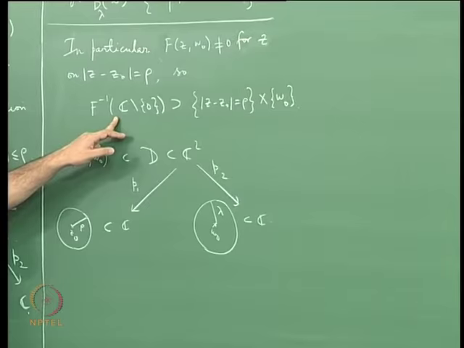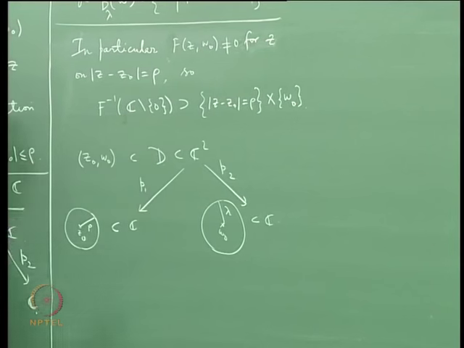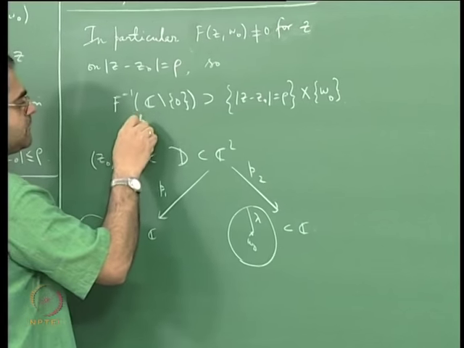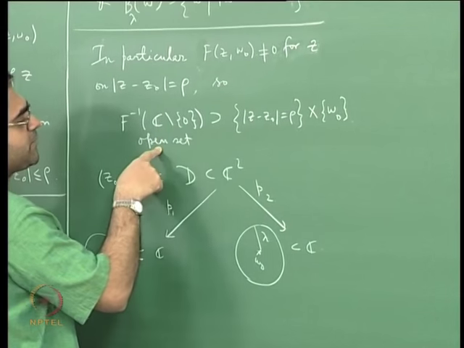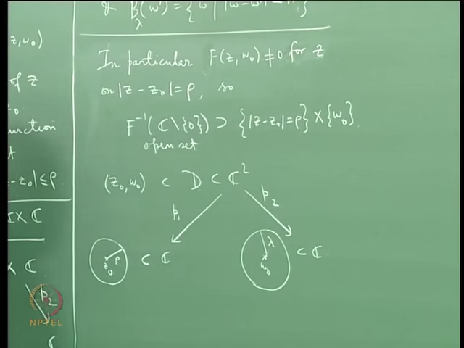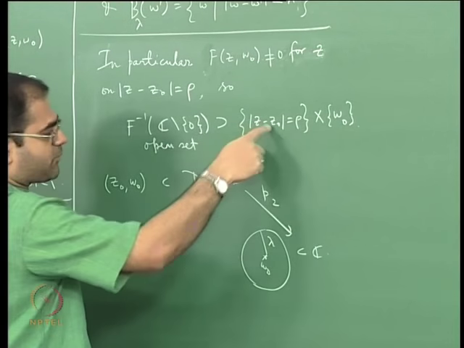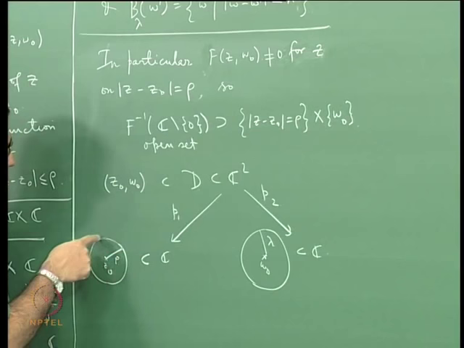So it is a set of points where f doesn't vanish, and therefore this is an open set. So you have this open set which contains this product, okay.